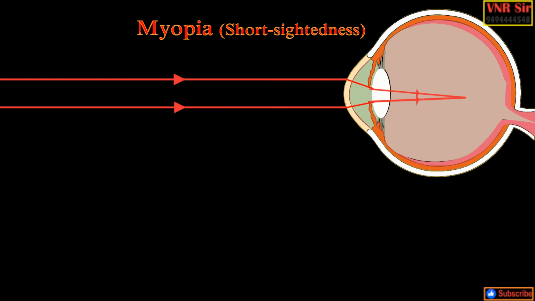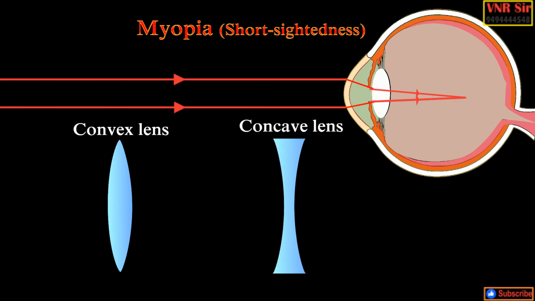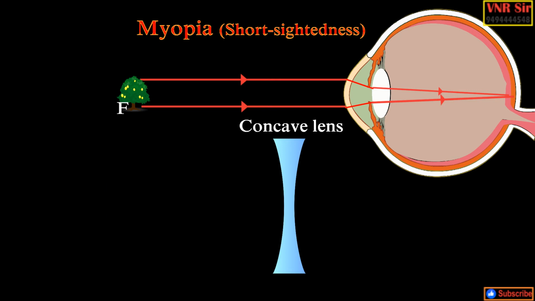This kind of problem can be corrected by using a suitable lens. Here we have 2 types of lens. One is convex lens and another one is concave lens. Then which kind of lens is to be used? The problem is these persons cannot see far objects. If the far objects come closer, then these people can see. The lens which forms a distant object's image very near is the concave lens. So to correct myopia, we use a concave lens.